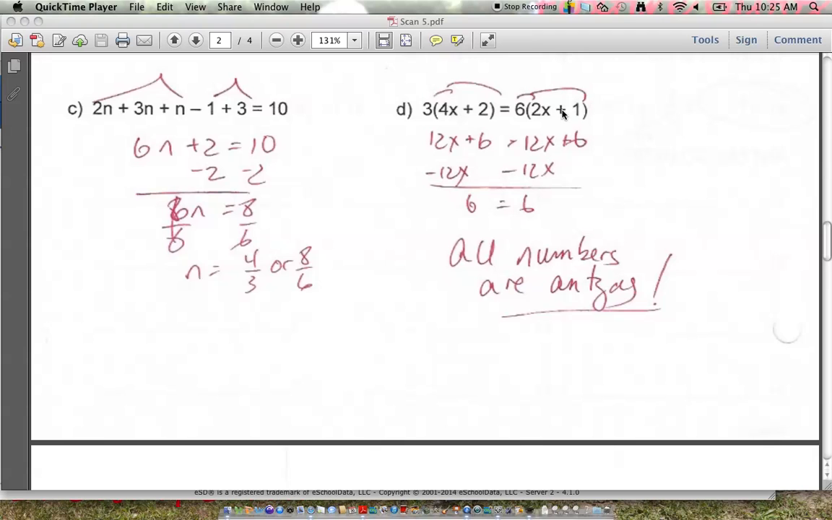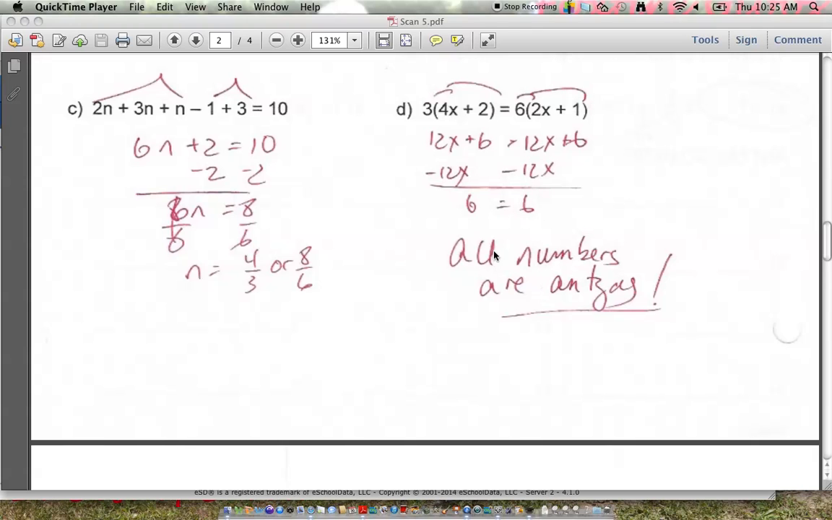You got to distribute on both sides. To distribute on both sides is worth 2 points. So then you get 12x plus 6 equals 12x plus 6. Then on the next step, you subtract 12x from both sides. That's worth another point. Then 6 equals 6 is another point. So far we've got 4 points.